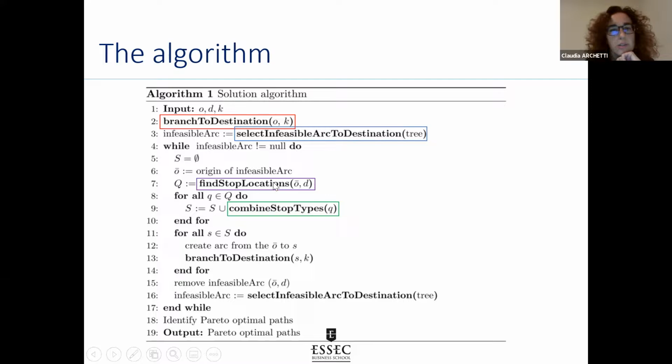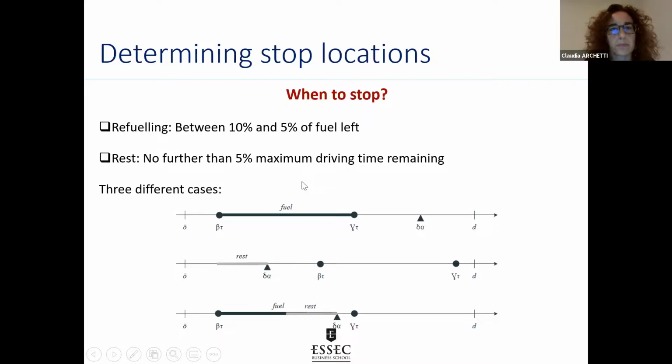And I'm presenting you now how we find the stop location. And then we also use the combined stops types procedure for combining different types of stops. I will also present this in a moment. Okay, so as I was mentioning, these two procedures I presented in the former slide. So let's now focus on how we determine where to stop.